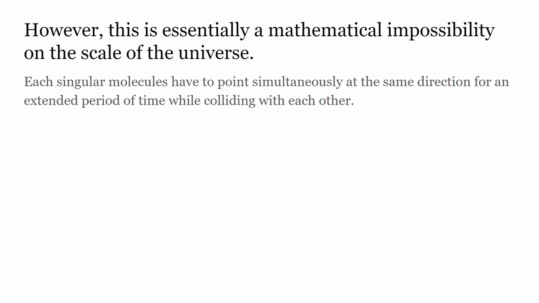So sure, maybe in this very minute, very tiny space, maybe two particles bunch up together and entropy just suddenly decreased by a very, very small amount for a little bit. But it doesn't mean that on the whole scale of the universe, we are having this gigantic decrease in entropy. So basically each singular molecule would have to point simultaneously in the same direction for an extended period of time while colliding with each other to have a total decrease in entropy, which is basically impossible, statistically speaking.